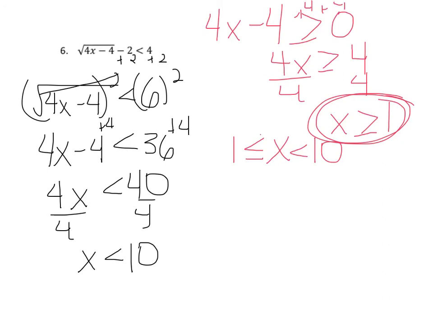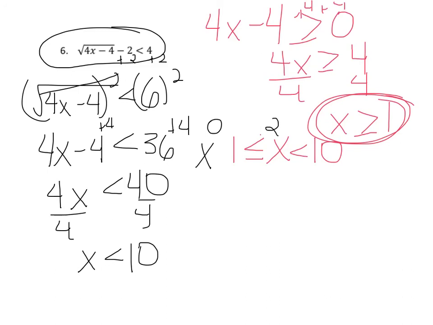So let's do that. Let's first plug in 0. So if I plug in 0 to my original equation, 4x, so it would be 0 minus 4 is negative 4, and the square root of negative 4 is actually an imaginary number, so we know that won't work. So we know that we can't have any number that's less than 1, so this side won't work. Let's pick a number in the middle.